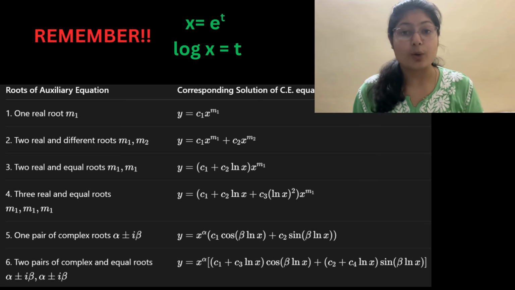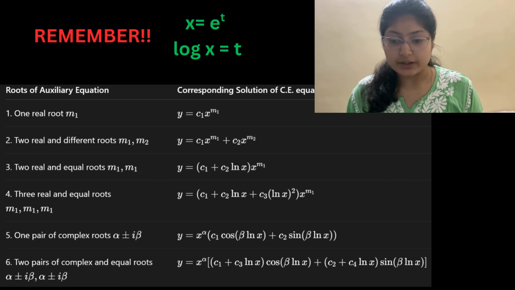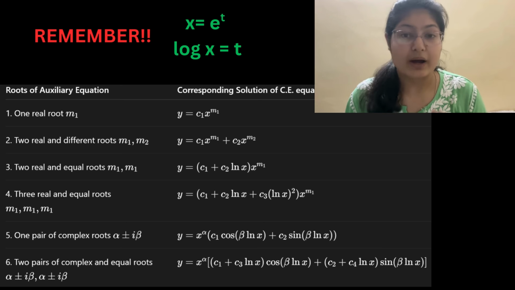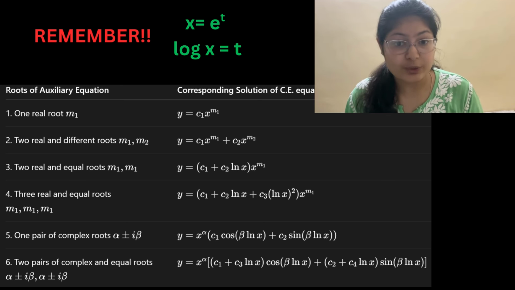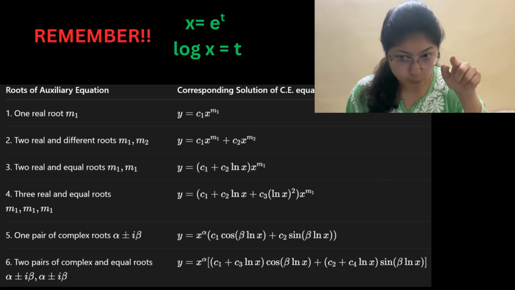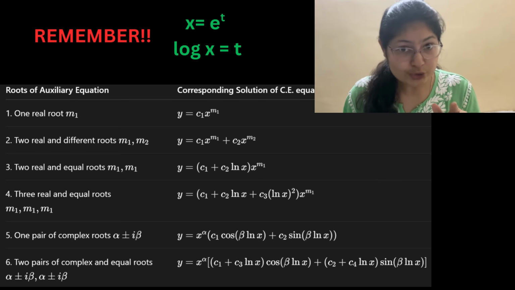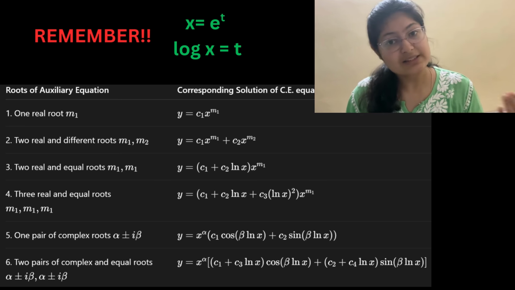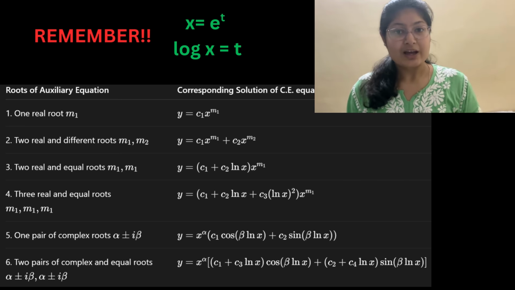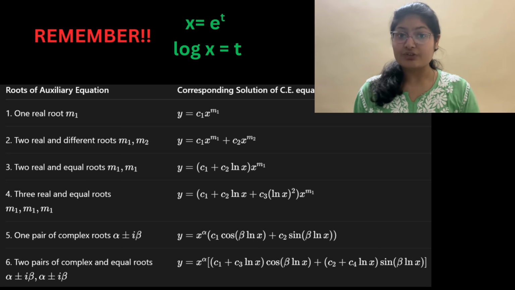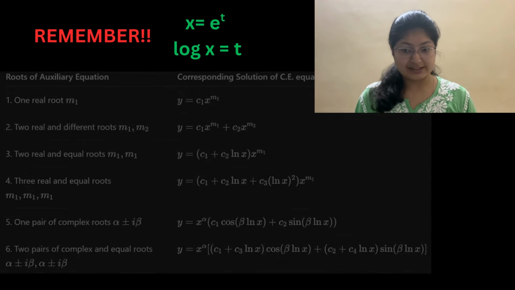Thirdly, talking about complex roots. If your roots are 1 plus minus 2i, the complementary function is going to be x to the power 1 whole multiplied by c1 cos 2 log x plus c2 sine 2 log x. So, we've understood here that the complementary function depends on the kind of roots.